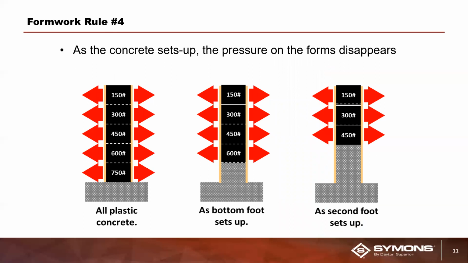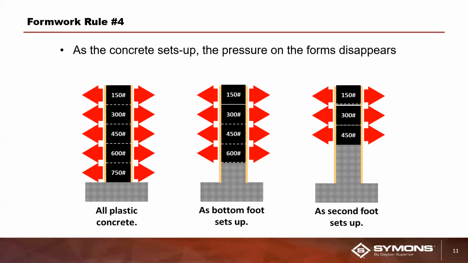As concrete sets up, the pressure on the forms disappears. Remember we said concrete form rate per hour: how many feet do you put in the form in 1 hour? If you were to put 5 foot of concrete in a form, you would develop 750 pounds per square foot down at the bottom of the form. After that first hour, that 750 pounds is no more because the concrete has started to set up.